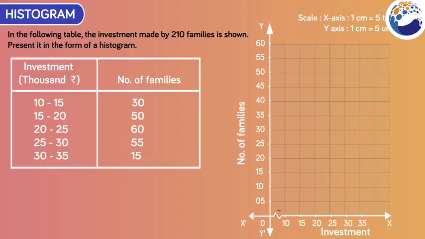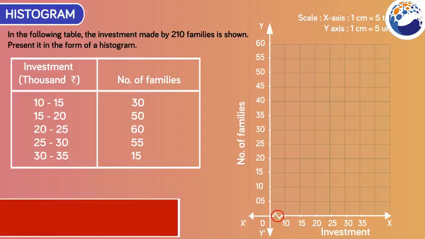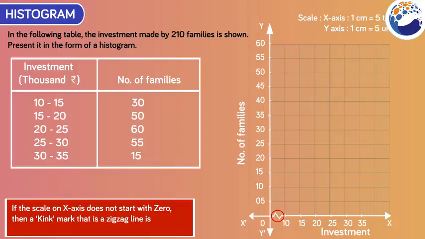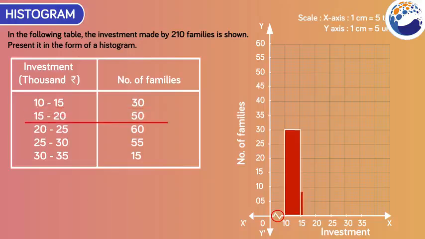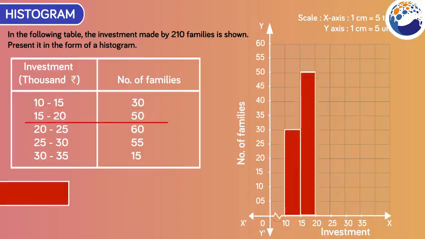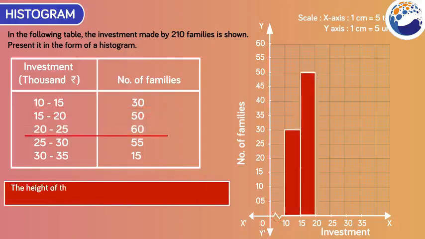Write the scale of the y-axis. If the scale on the x-axis does not start with 0, then a kink mark, that is a zigzag line, is drawn on the x-axis to denote the missing intervals. The height of the bar on the x-axis is equal to the frequency of the respective class interval. For investment 10 to 15,000 rupees, families are 30. For investment 15 to 20,000 rupees, families are 50. For investment 20 to 25,000 rupees, families are 60.